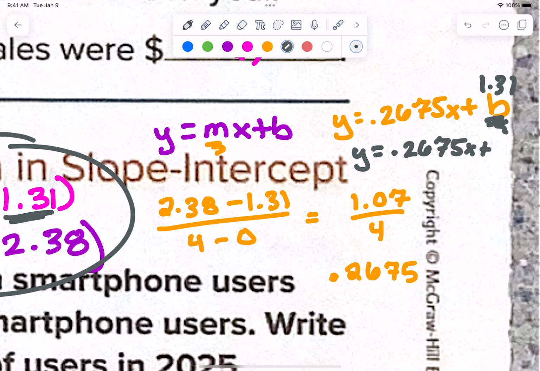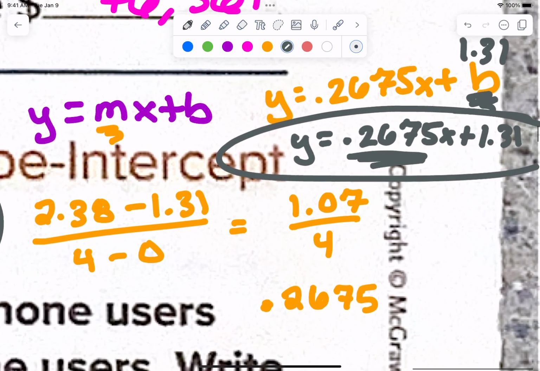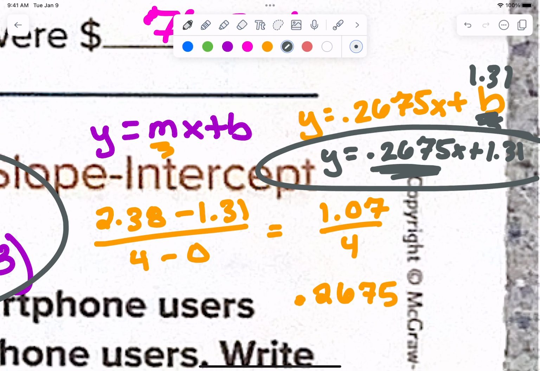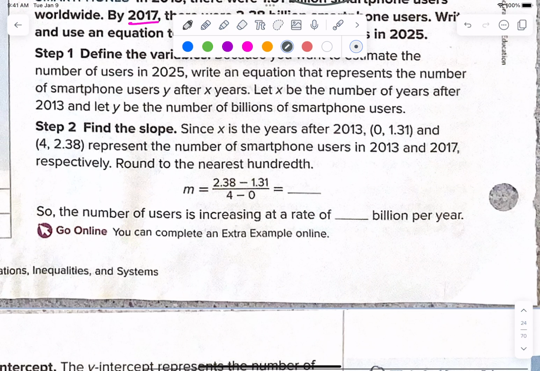0.2675x plus 1.31. Now, what does 0.2675 mean? How many billion users per year? It's increasing, right? It's increasing 0.2675. So that's like 267 million, right? That's in billions. Got it? That's how we would solve for that. It is increasing at a rate of 0.2675 billion per year.